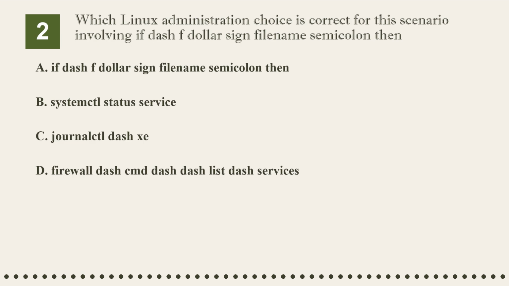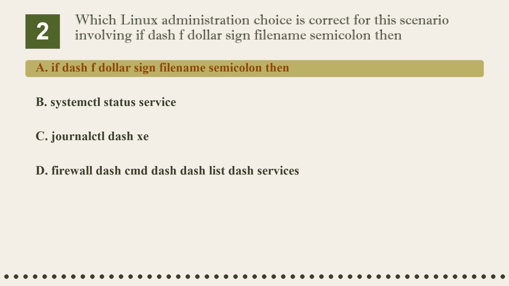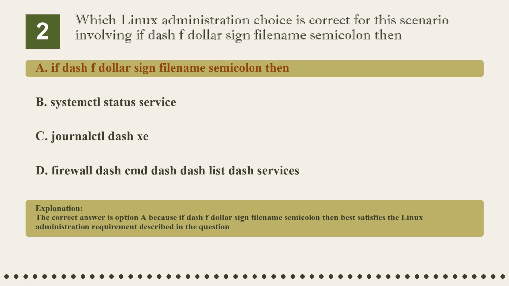Question 2. Which Linux administration choice is correct for this scenario involving if $f $filename then? Option A, if $f $filename then. Option B, systemctl status service. Option C, journalctl. Option D, firewall-cmd --list-services. The correct answer is option A, if $f $filename then. The correct answer is option A because if $f $filename then best satisfies the Linux administration requirement described in the question.